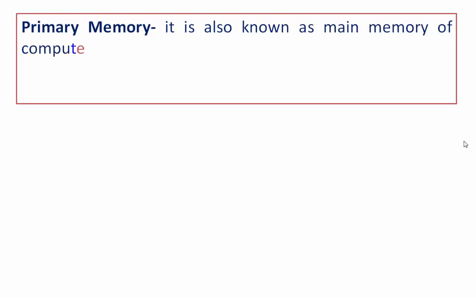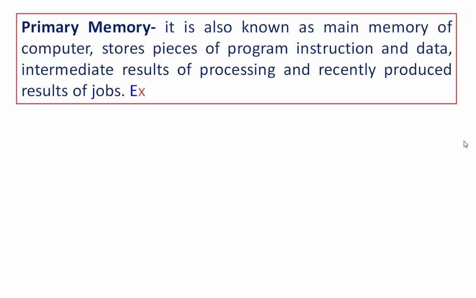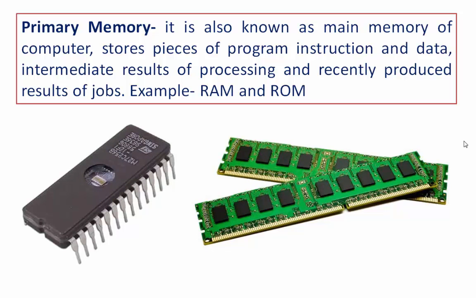It is also known as the main memory of the computer. It stores pieces of program instructions and data, intermediate results of processing and recently produced results of jobs. For example, RAM, random access memory, and ROM, read only memory.